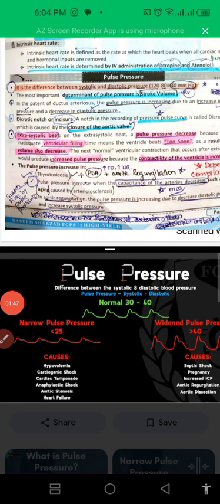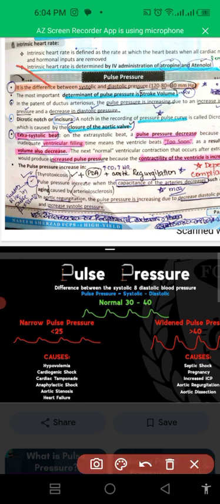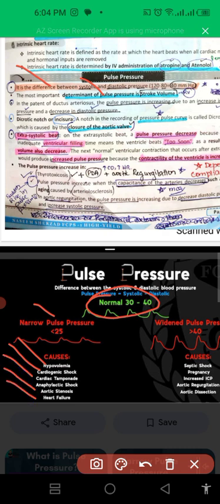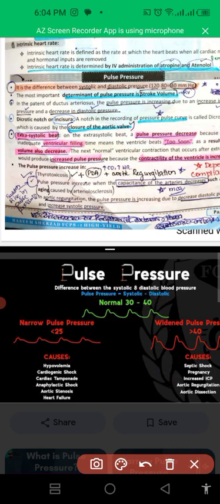Okay, so there is pulse pressure. Pulse pressure is the difference between systolic and diastolic pressure, meaning 120 minus 80 is 40. So pulse pressure is normally 30 to 40, and it is determined by stroke volume. Narrow pulse pressure occurs in hypovolemia, where decreased stroke volume narrows the pulse pressure, as well as in cardiogenic shock, cardiac tamponade, and anaphylactic shock. A wide pulse pressure occurs in septic shock, pregnancy, increased intracranial pressure, regurgitation, and aortic dissection.